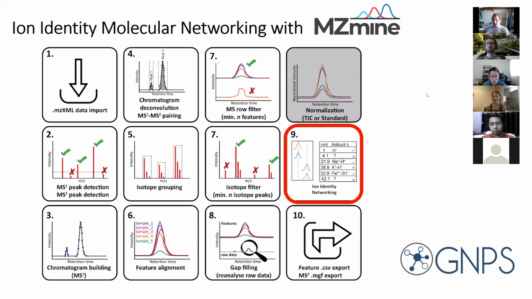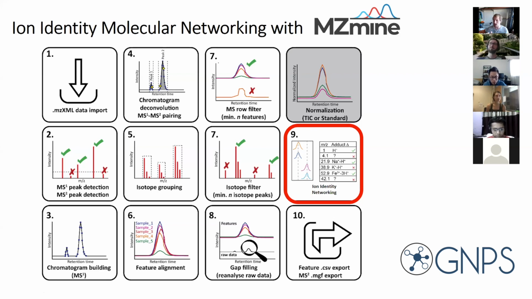So we're going to use MZmine, and it's very much the same as we did during feature-based molecular networking. The only thing is now we have this new red box, which is the ion identity networking step. That consists of 2 modules, which Robin will talk about in detail in a second.